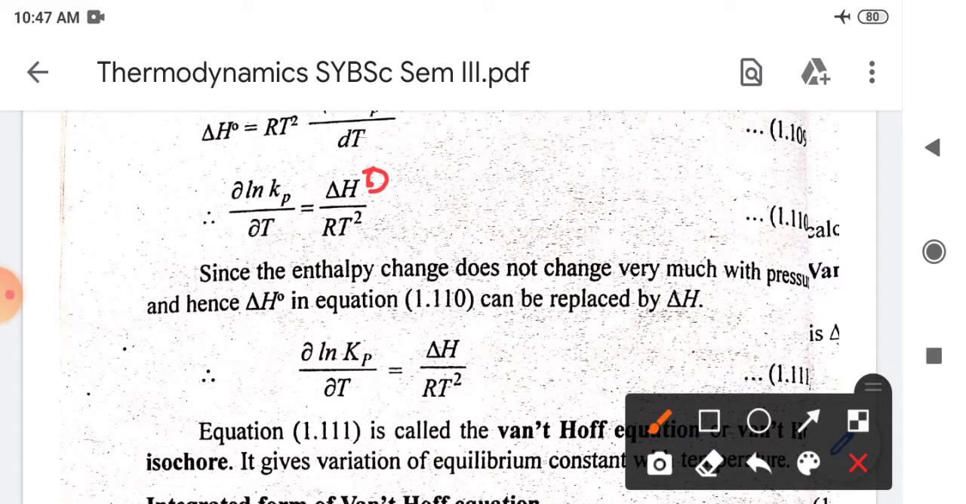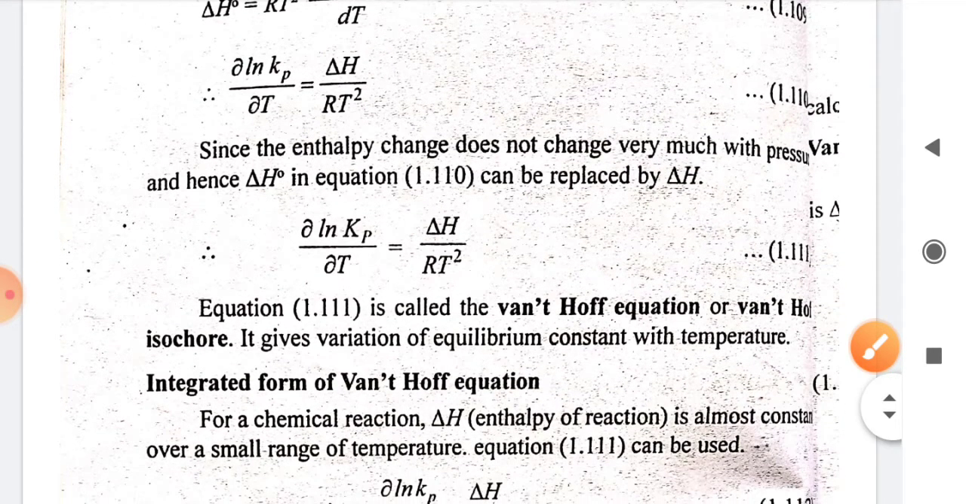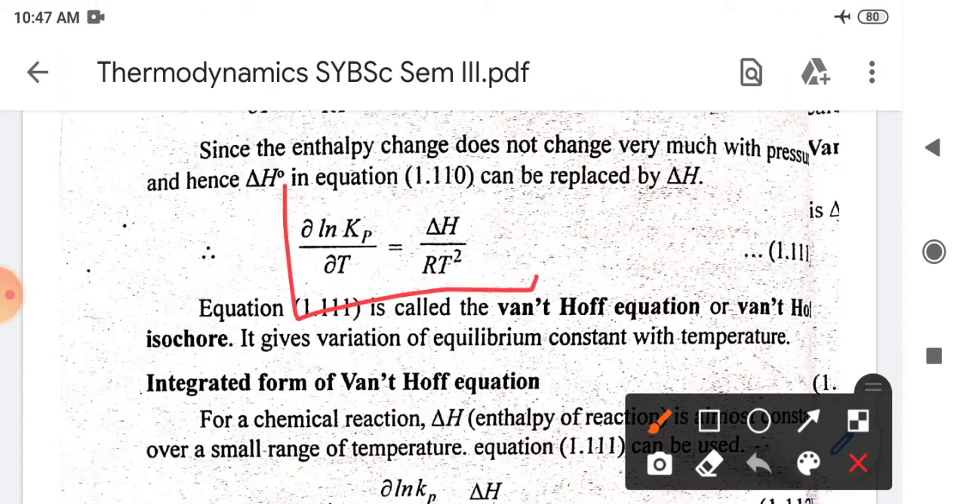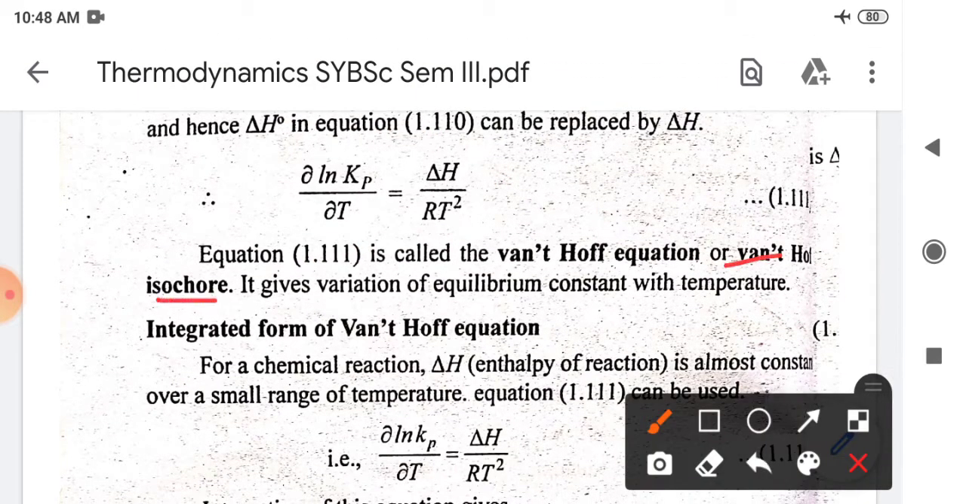But the enthalpy change does not vary very much with pressure, and hence we can say that ΔH° in equilibrium can be replaced simply by ΔH. So we have the final equation, d/dT of ln Kp = ΔH upon RT², which is the Van 't Hoff equation or the Van 't Hoff isochore. It gives the variation of the equilibrium constant with temperature.